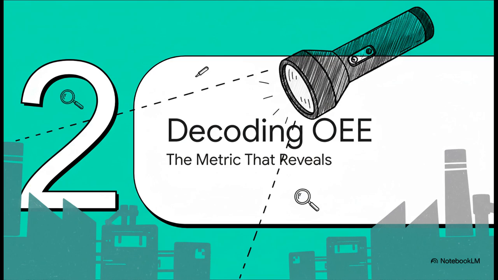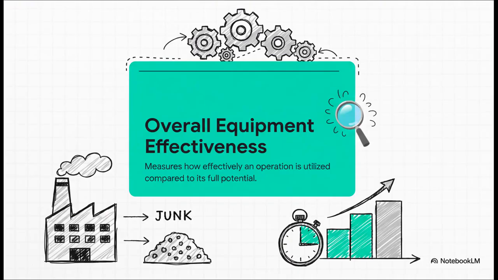Let's decode OEE. If the hidden factory is the problem, then overall equipment effectiveness, or OEE for short, is like the high-powered flashlight you use to find exactly where the issues are hiding. It's the metric that, honestly, reveals everything. So, what exactly is OEE? I mean, the official definition is that it's a performance metric used to measure how effectively a manufacturing operation is being used compared to its full potential. And that's the key phrase right there, full potential.